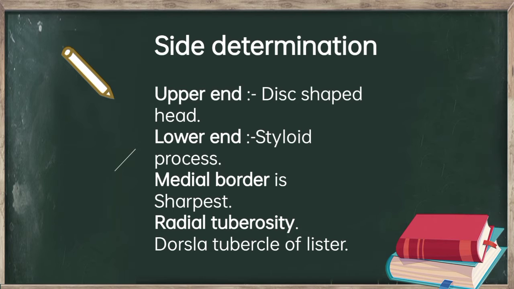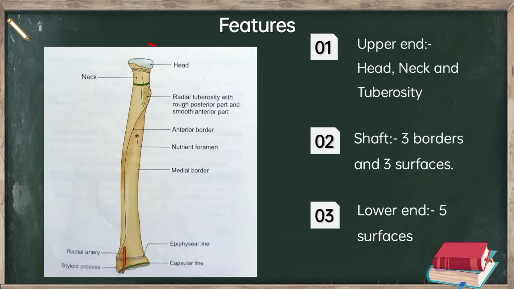The sharpest border of the shaft is the medial border. Close to neck, it presents a radial tuberosity. Lower end presents a tubercle on the posterior surface called as dorsal tubercle of Lister. See, this is the head, disc shaped head. Medial border is the sharpest. Here we have styloid process. Alright. So moving further now to the features.